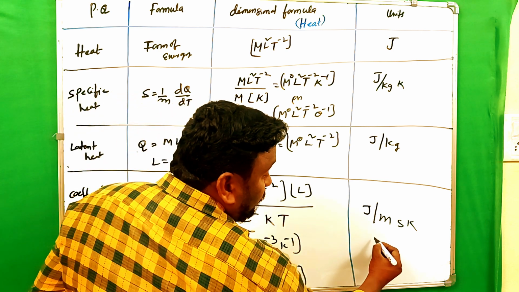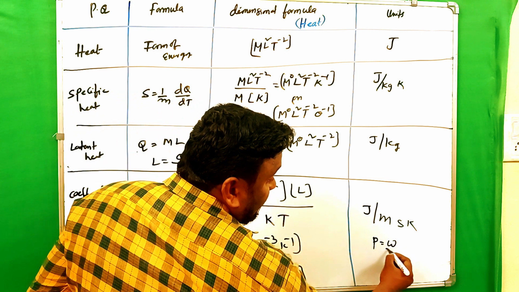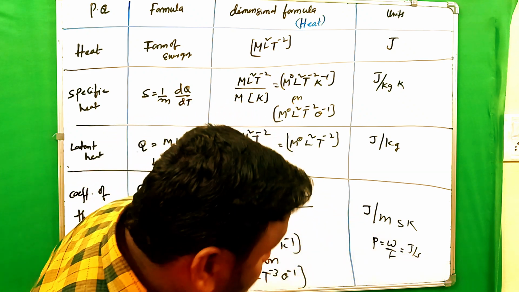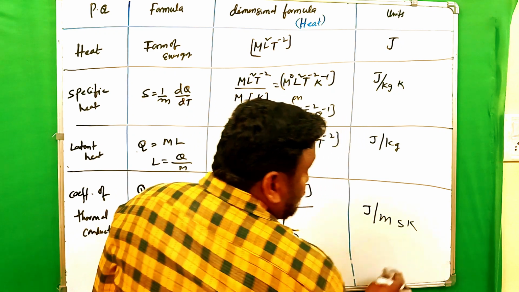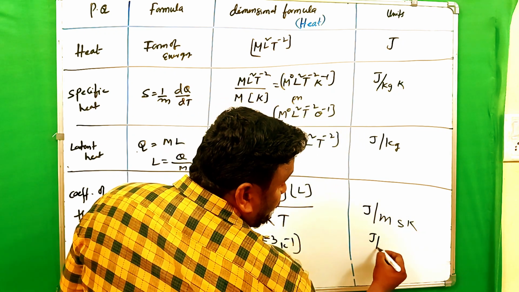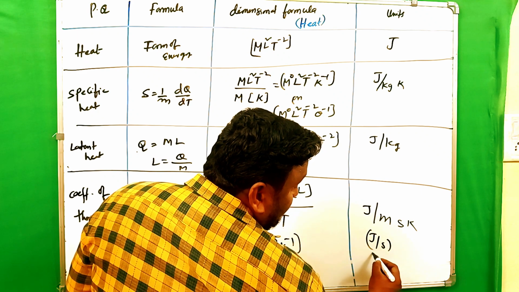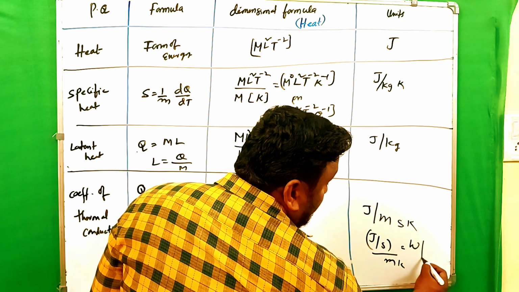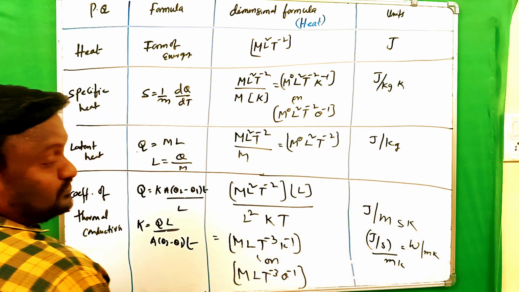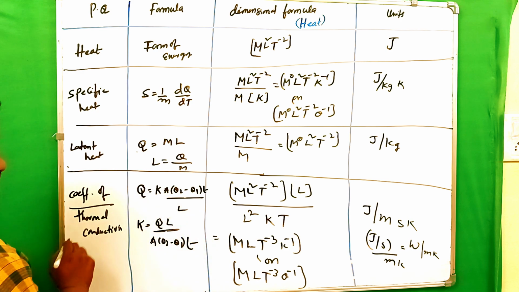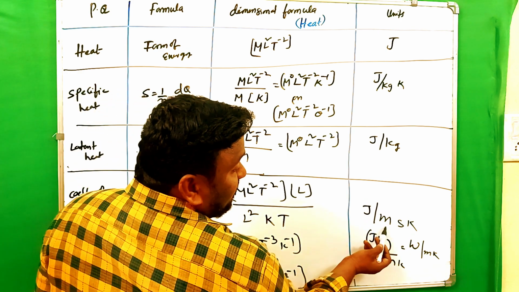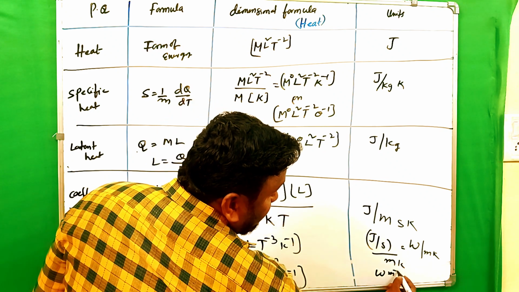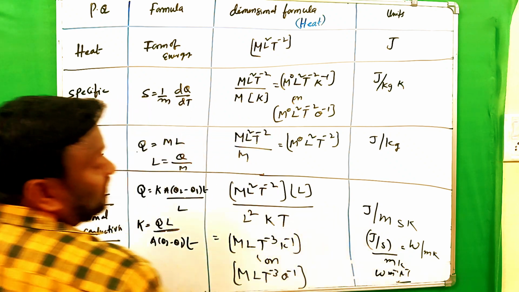Here P is equal to W by T, work per time. That means joule per second is what we call watt. So joule per second is nothing but watt, and the unit here is watt per meter Kelvin. That is also the unit for the coefficient of thermal conductivity. So joule per meter second Kelvin, or watt per meter Kelvin, or watt meter inverse Kelvin inverse 1, we can write.